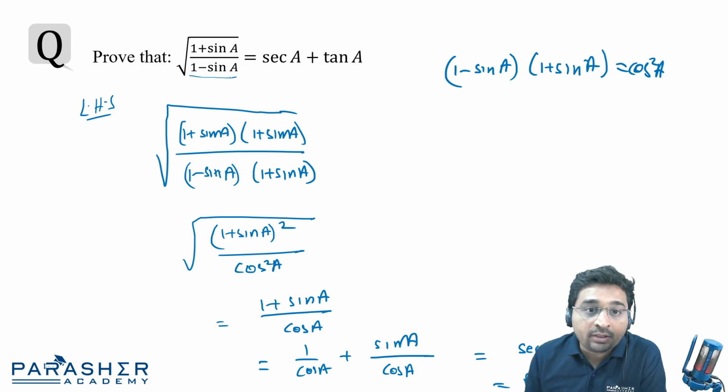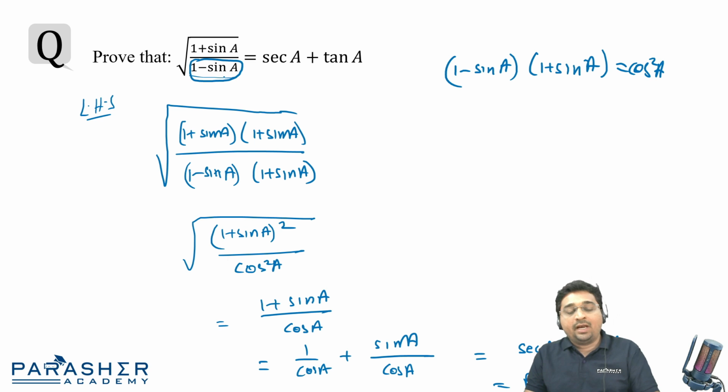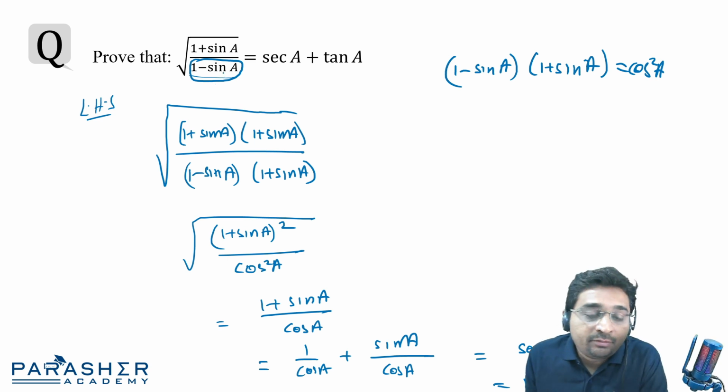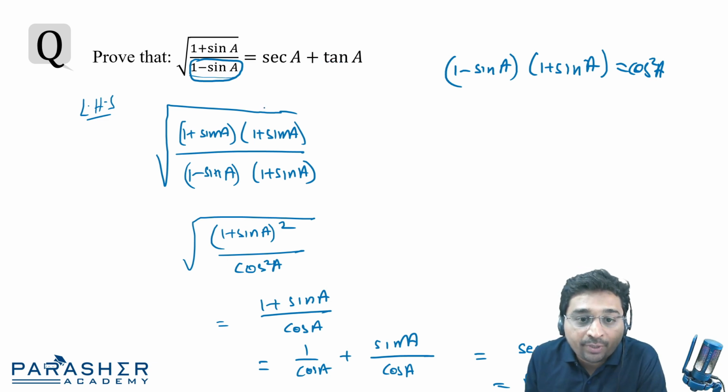Where is the twist? Looking at this, you should get an idea that you can multiply the numerator and denominator by 1 plus sine A and convert it to cos square. The other method I've seen students take up is they see the square root, they're scared, and they immediately take a square on both sides. But imagine squaring secant A plus tan A whole square. I hope this helps.